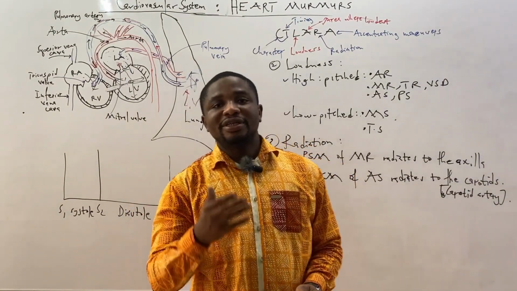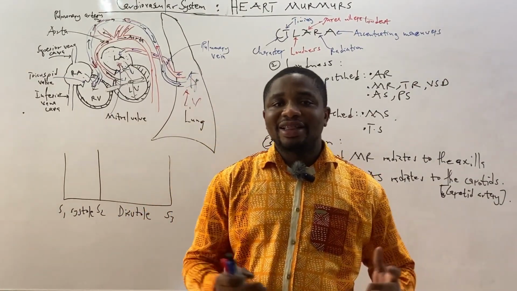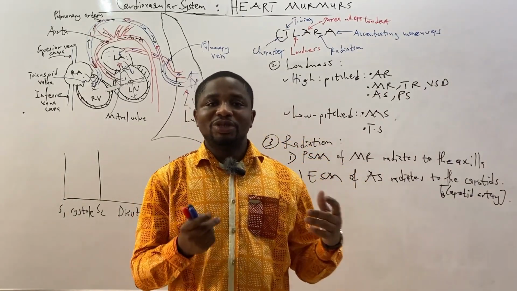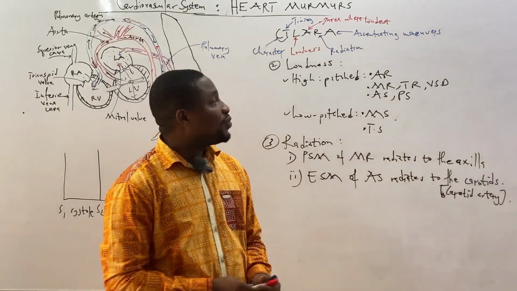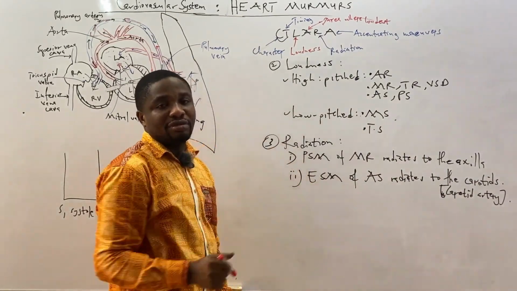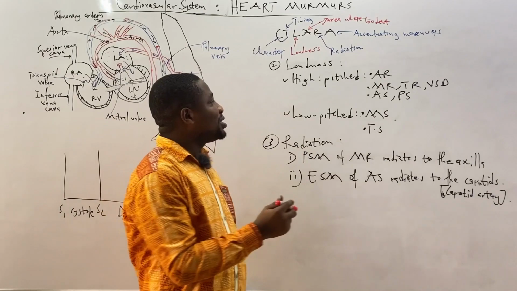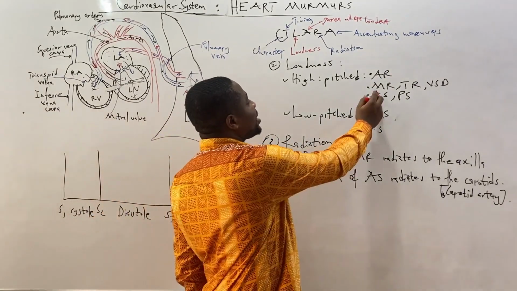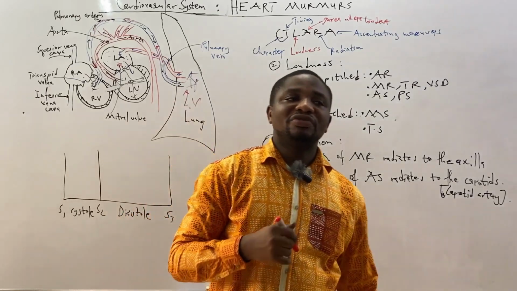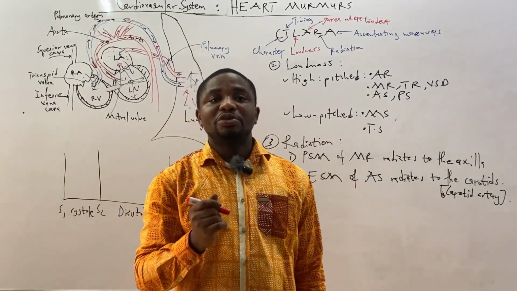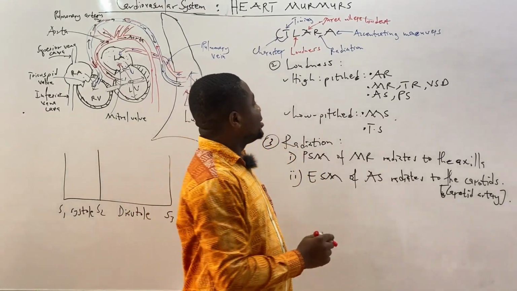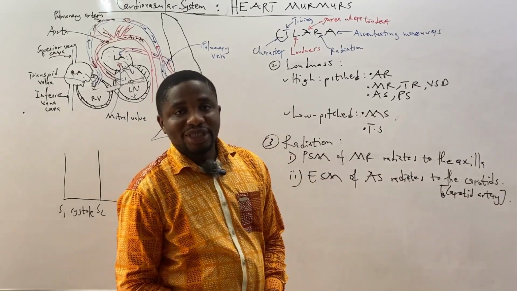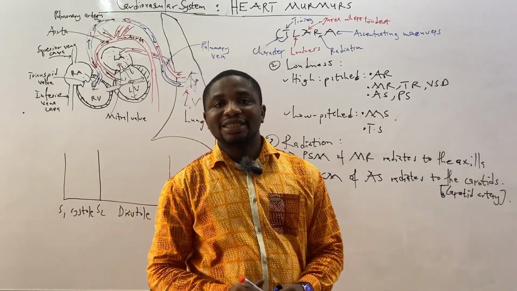Okay, so we've already spoken about the character and the timing, and to some extent, the loudness. So let's recapitulate on the loudness again. For the high-pitch murmurs, they are going to be murmurs of aortic regurgitation. We know that is an early diastolic murmur. Murmurs of mitral regurgitation, tricuspid regurgitation, ventricular septal defect, that's going to be pansystolic murmur. Then the murmurs of aortic stenosis, pulmonary stenosis, we know that will be an ejection systolic murmur.